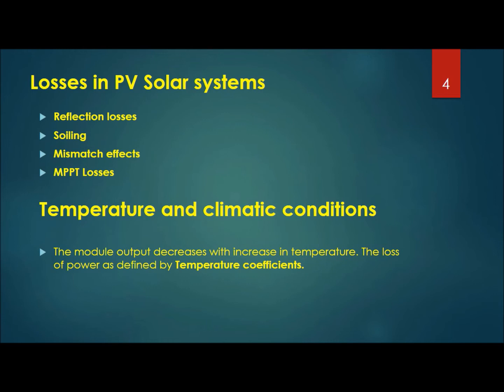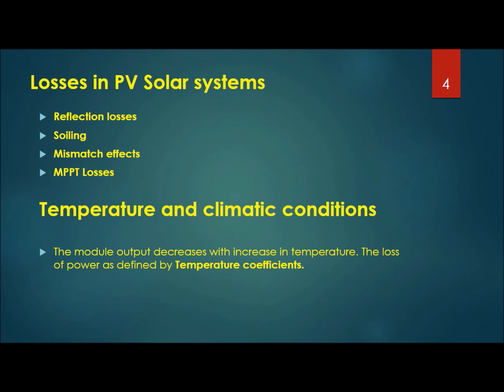Next one is mismatch effect. Mismatch losses are caused by the interconnection of solar modules in series and parallel, where the modules do not have identical properties or experience different conditions from one another. So mismatch losses are a serious problem in photovoltaic modules and arrays, because the output of the entire photovoltaic array under worst case conditions is determined by the solar module with the lowest output. Therefore, the selection of modules becomes quite important in the overall performance of the plant.